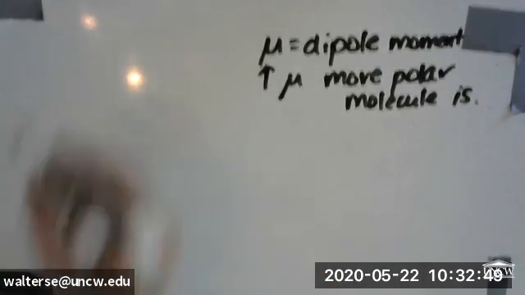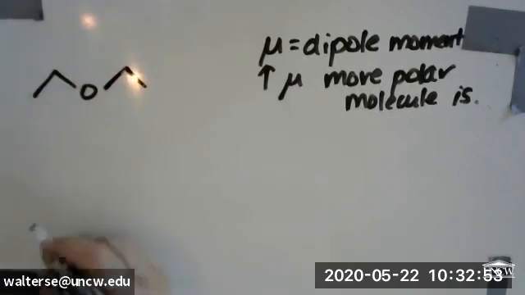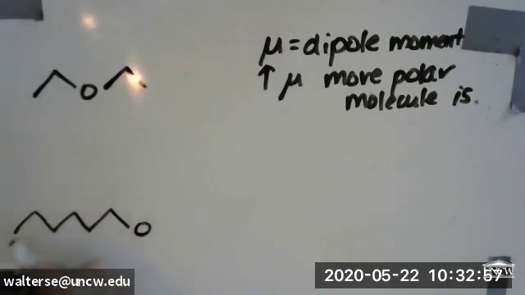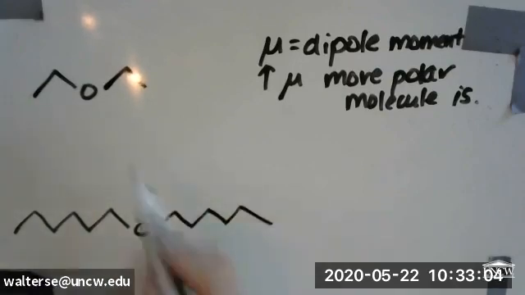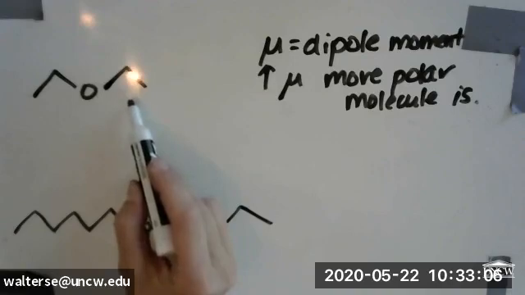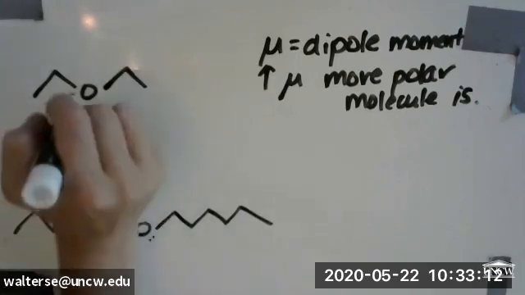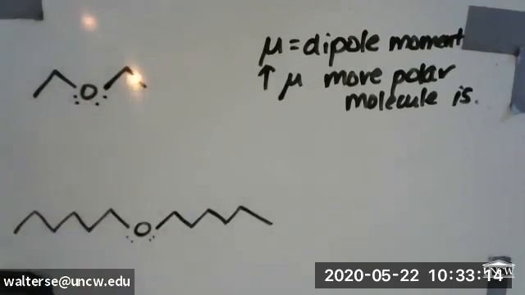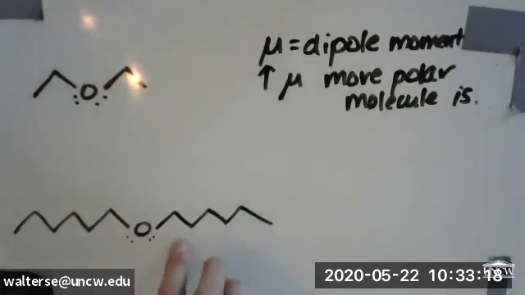So let's say you had 2 ethers. This ether is going to be more polar than this ether. But this one will still be polar, it's just going to be less polar. This one will have the higher dipole moment, and this one would have the lower dipole moment.